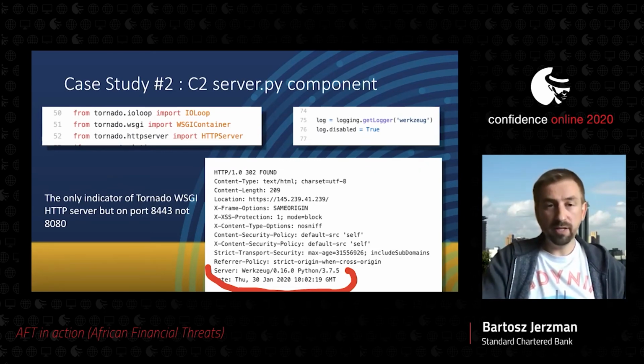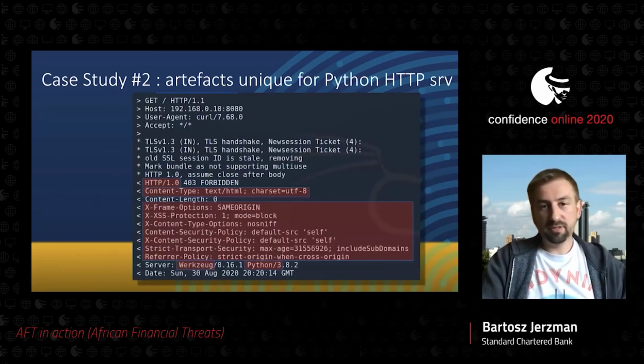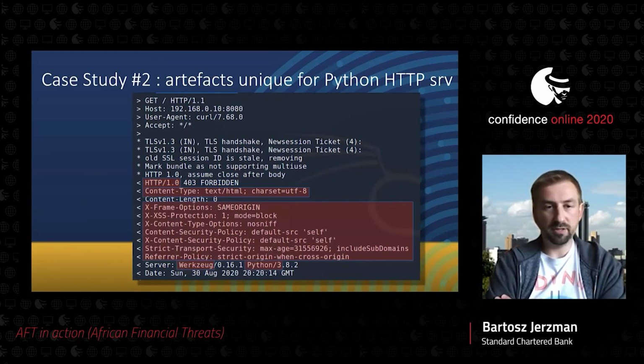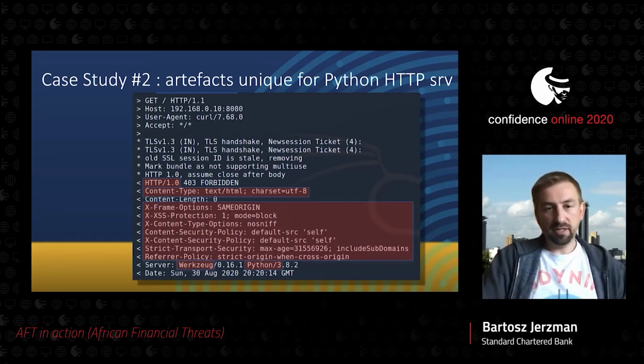The best way is to just git clone this project and try to experiment on your own with the project and to analyze the responses. So when I try to send requests with curl to this C2 component, I got quite the same HTTP responses. If you look at the headers, they are very similar to what was indexed by Shodan.